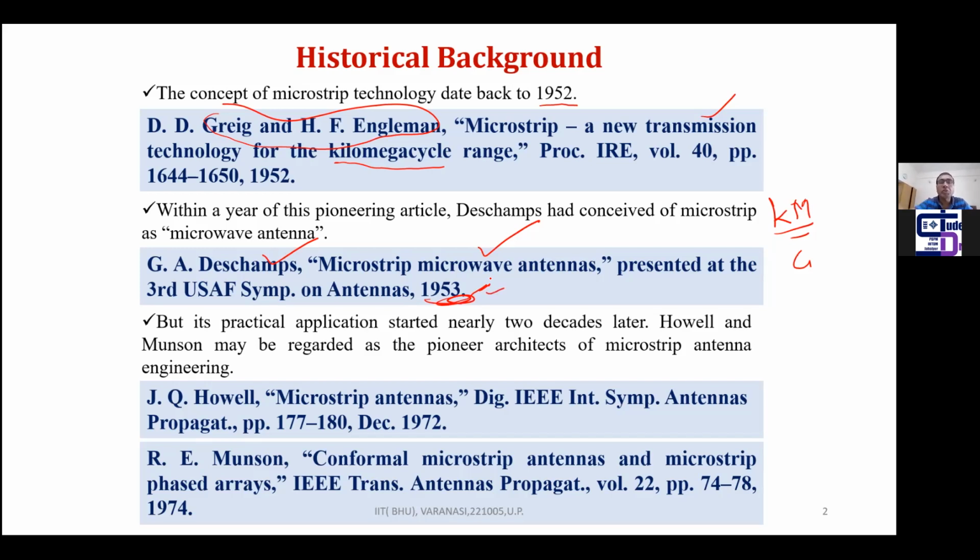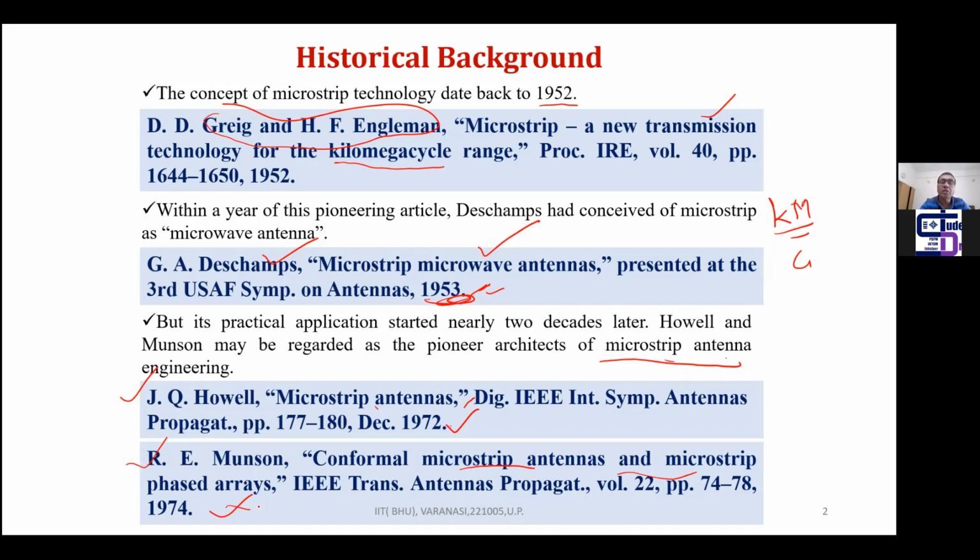Exactly two decades later, in 1972 and 1974, a practical antenna was proposed. The practical method was given by Howell and Munson. Howell gave the microstrip antenna idea, and Munson gave the microstrip antenna as an array. These are the basic things everybody should know. This is the historical background of how the microstrip antenna, or the planar antenna, came into the picture.